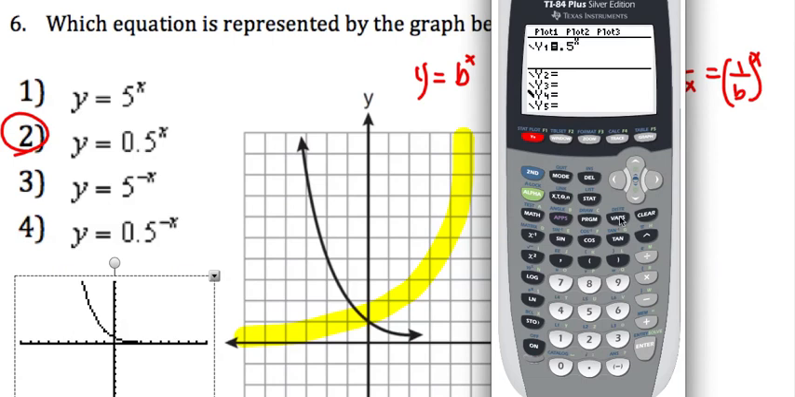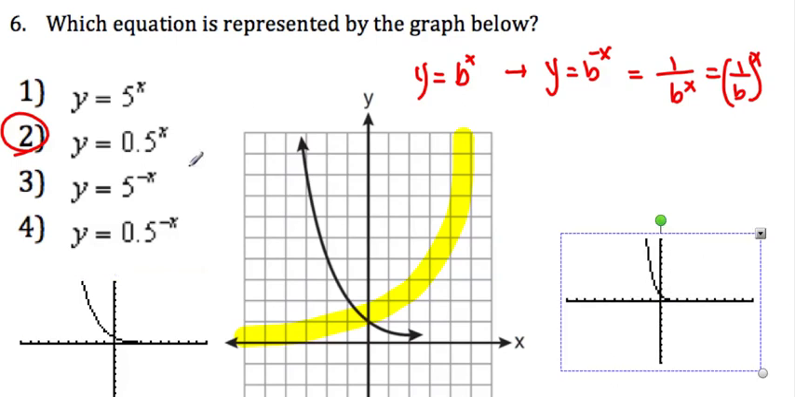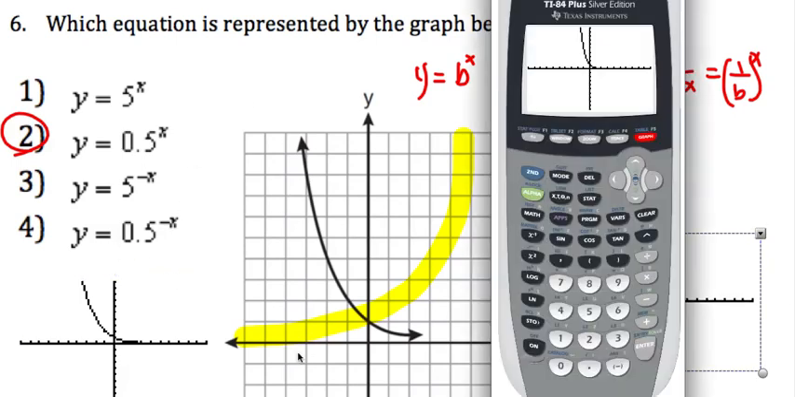And then 5 to the negative x. So that was choice number 3. And in fact, this one seems to be pretty nice too, coming down this way. And then the last one, just to let you know, 0.5 to the negative x power. It graphs in the other way, so that doesn't quite cut it.